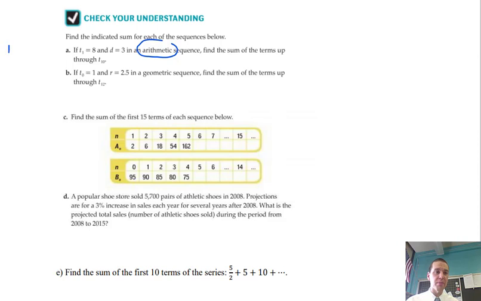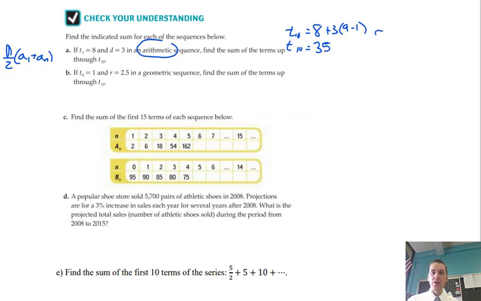Remember that arithmetic is n over 2, a1 plus an. What do we need? We have our first term. We do not have our 10th term, so we need to find the 10th term. T of 10 equals our first term, 8 plus 3 times 9 minus 1. T of 10 will give us 35.